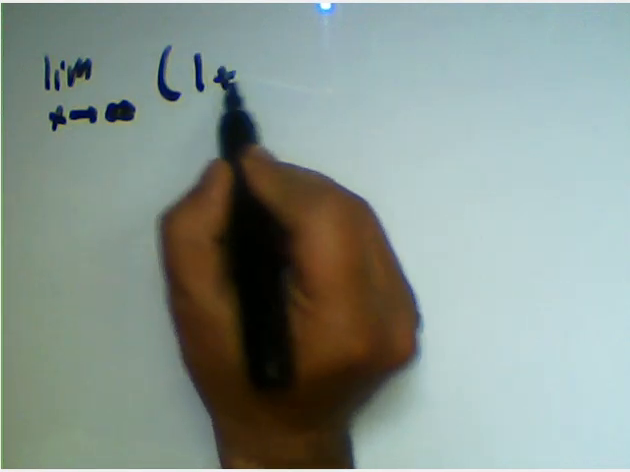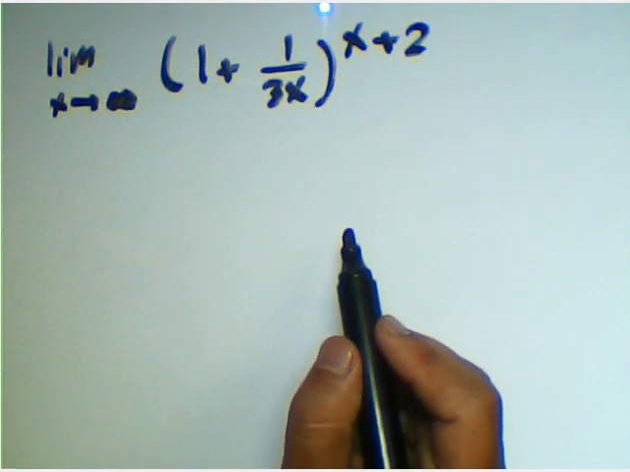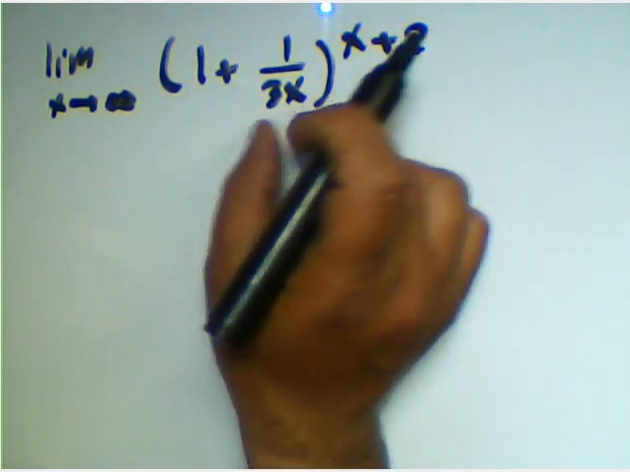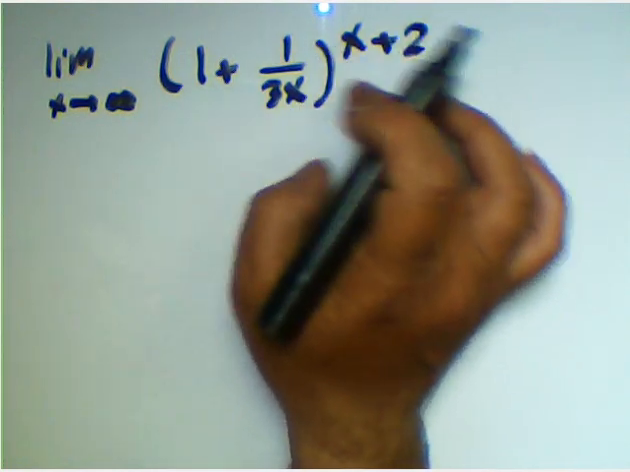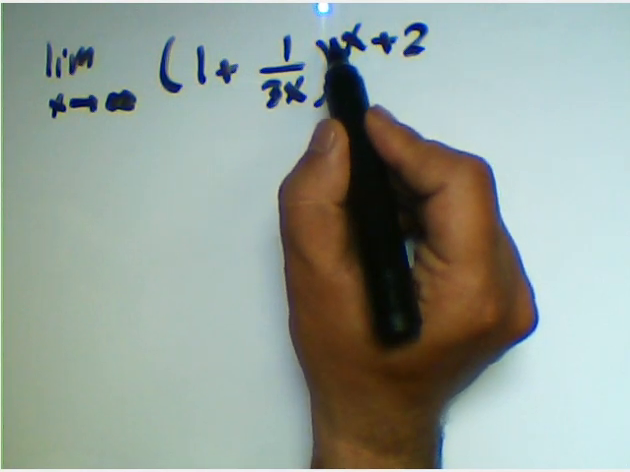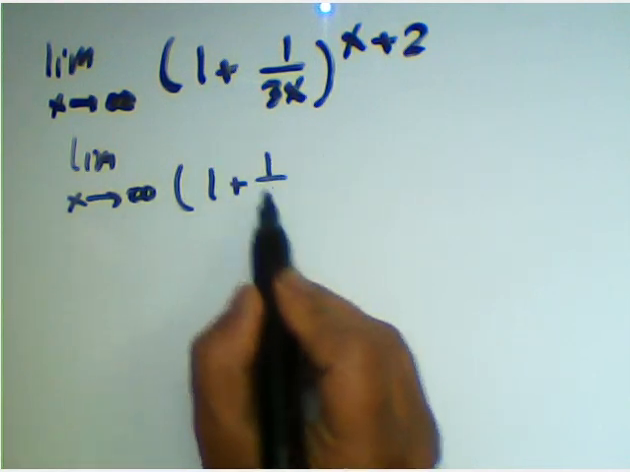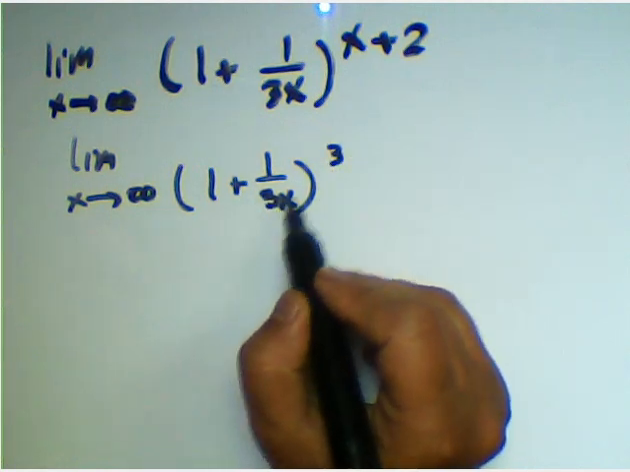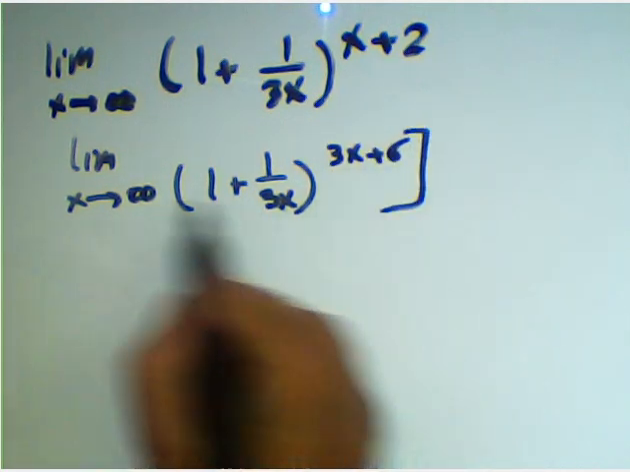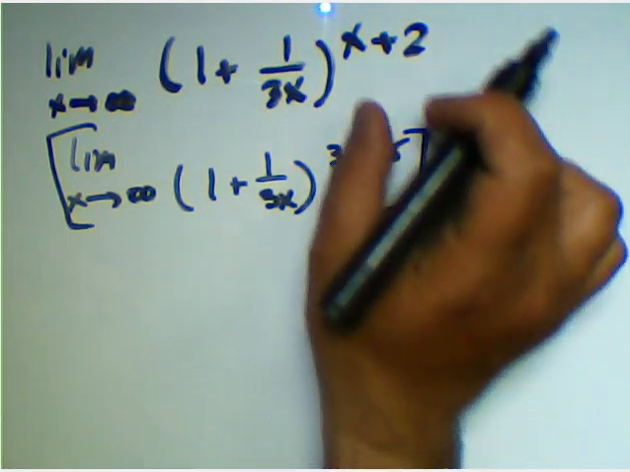Next question here: find the limit when x approaches infinity of this function (1 + 1/(3x))^(x+2). Okay, we must write this function like this. This expression we must multiply by 3 and divide by 3. I will multiply by 3 here, so the limit when x approaches infinity of (1 + 1/(3x)) to the power 3x + 6, divided by 3, gives x + 2.